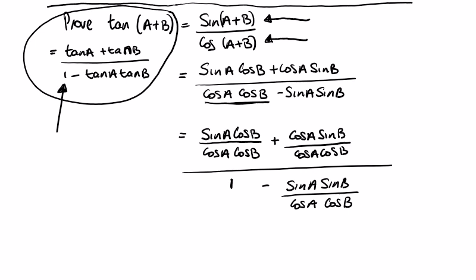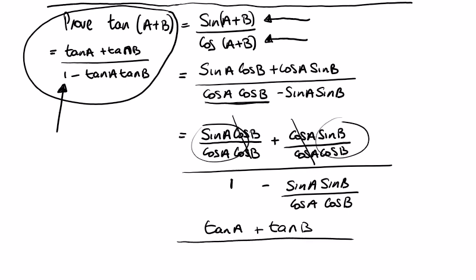So let's see what happens here. We have 2 cos B's here, they'll cancel. We have 2 cos A's here, they'll cancel. And we know that sine over cos is equal to tan, so this sine over cos is going to be tan A. This sine over cos is going to be equal to tan B. And on the bottom we have 1 minus, this becomes sine over cos, that's tan A, and the one beside it becomes tan B. So that's our proof.